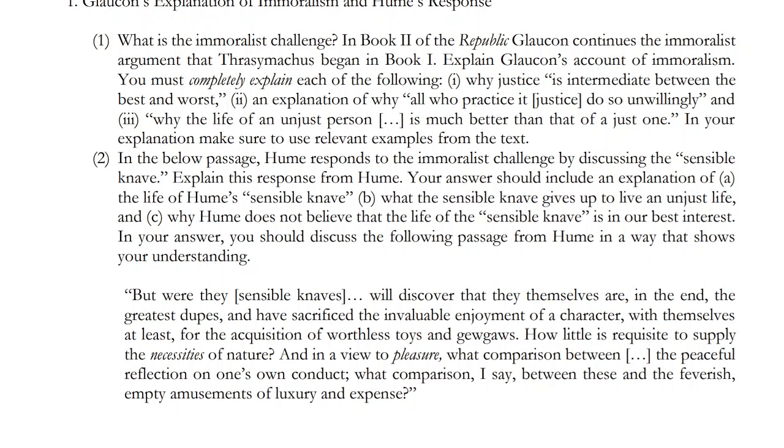The first thing that I will look for when grading your responses is, are your responses complete? That means, did you give a response to everything asked about in the question? So for instance, in this case, the question asks, what is the immoralist challenge? I would need a definition of what the immoralist challenge is. And then explain Glaucon's account of immoralism by completely explaining each of the following. Why justice is, quote, an intermediate between the best and worst. I will need an answer to that. An explanation of why all who practice justice do so willingly. What's the reason for that? Why the life of an unjust person is much better than that of a just one. How does Glaucon explain that?